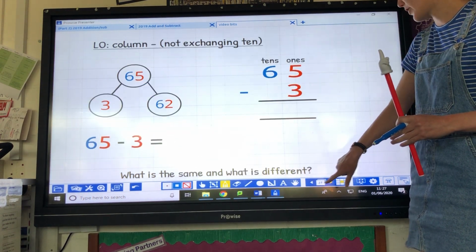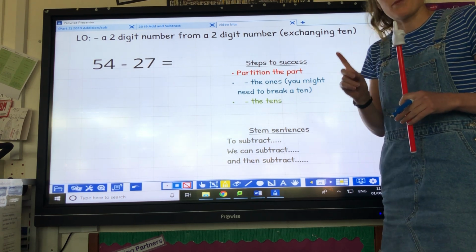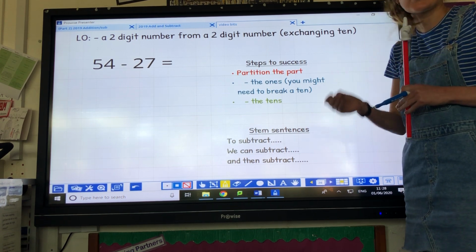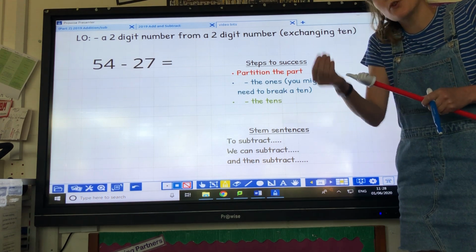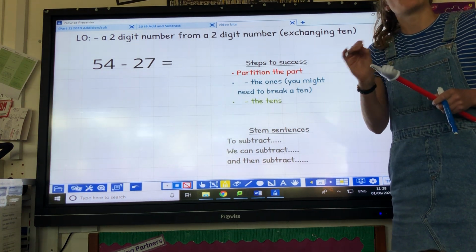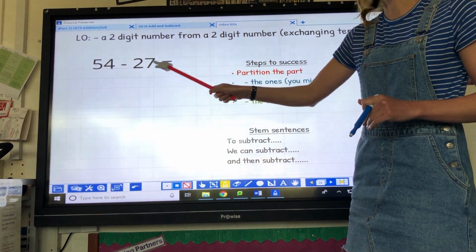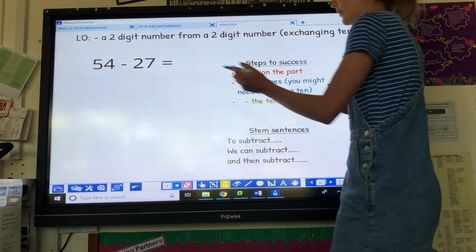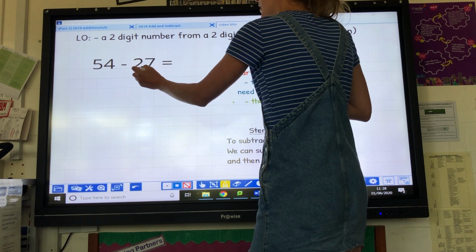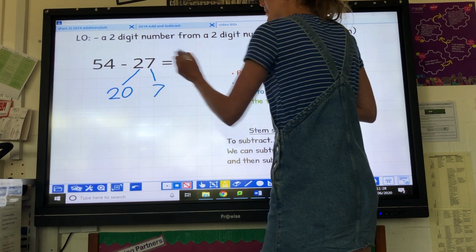And then, if you want to have a go at this bit, again we're subtracting a 2-digit number from another 2-digit number. And this time you might be exchanging a ten. You might need to break a ten. So I'm just going to show you this, and then if you want to have a go, you can as a challenge. If you're not too confident, you can do it more when we do column. Okay, so we've got 54 subtract 27. So again, we partition the part. So we know this is our whole, because we always start with a whole when we're subtracting, so we're subtracting the part. So we've got 2 tens, which is 20, and 7 ones, 27, okay?